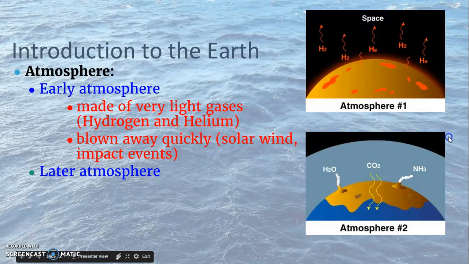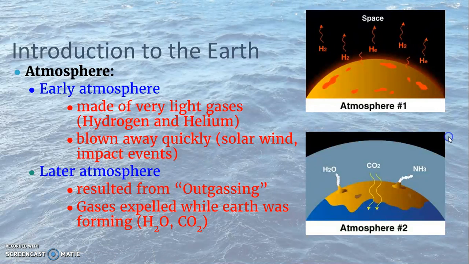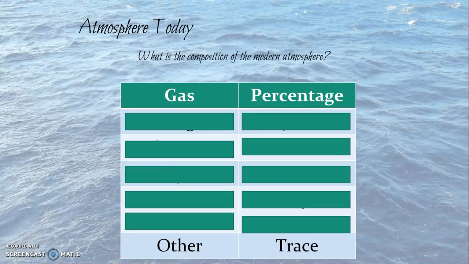Our later atmosphere, which is what we are living in now, results from outgassing, and these gases were expelled while Earth was forming. So we've got lots of water in our atmosphere, a very heavy humid climate, and we've got lots of carbon dioxide, which of course is going to add to these greenhouse gases.